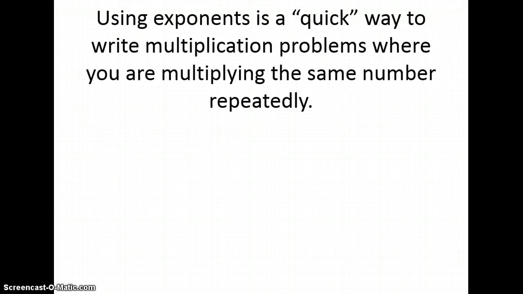Well, using exponents is a quick way to write multiplication problems where you're multiplying the same number repeatedly. So if I wanted to multiply 5 6 times, I can write that as an exponent and say 5 to the 6th power.